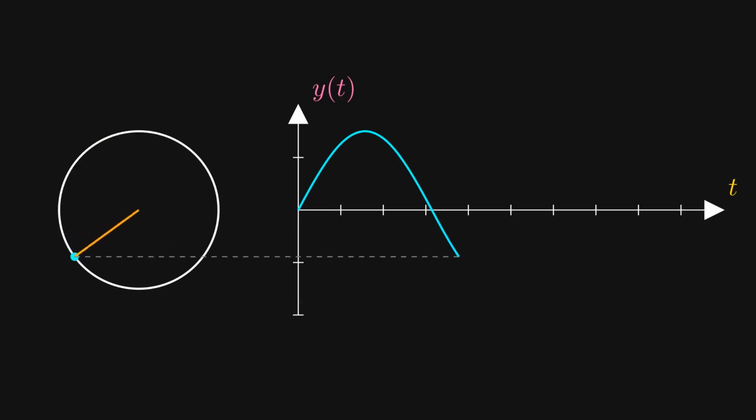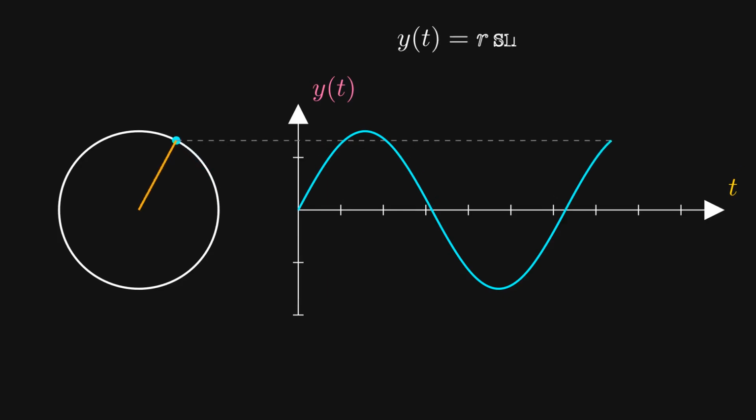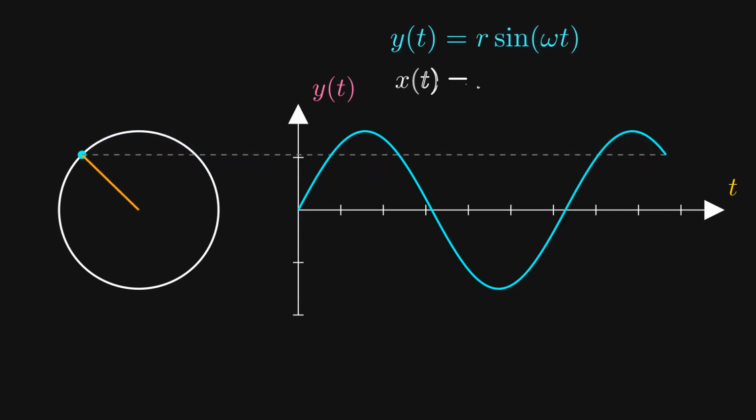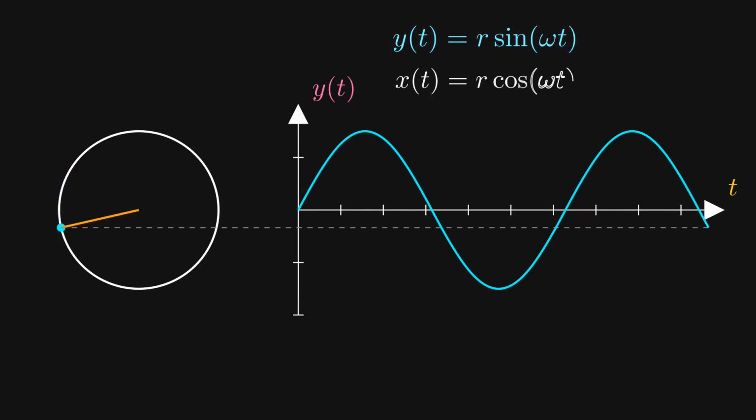By tracing only the vertical height of the spinning point as time moves forward, we draw a perfectly smooth, undulating S-curve. This mathematical snake-like curve is the sine wave, a simple circle unrolled across time.